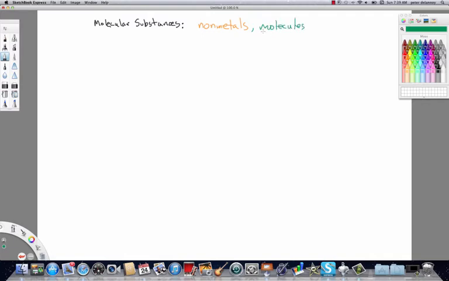Now, what the viewer needs to remember is that a molecule has a very specific definition. It's a collection of atoms which are bonded in a specific ratio utilizing covalent bonds. All right, now the model compounds I'm going to focus on this morning are going to be carbon tetrachloride and water. Okay, both of these are molecular substances.